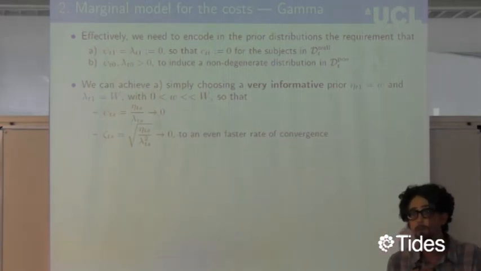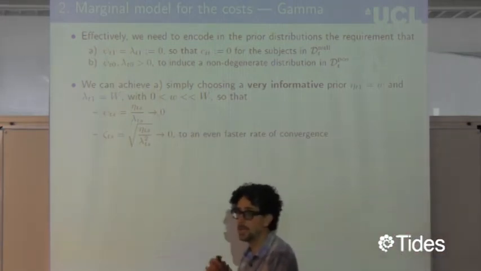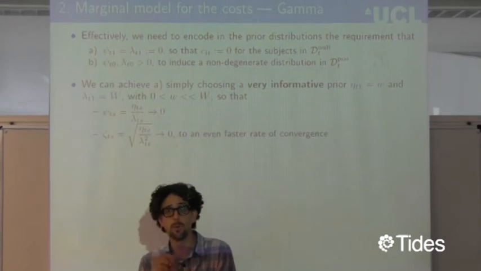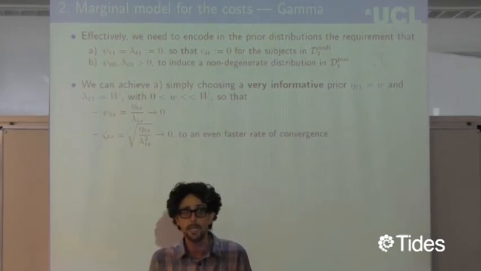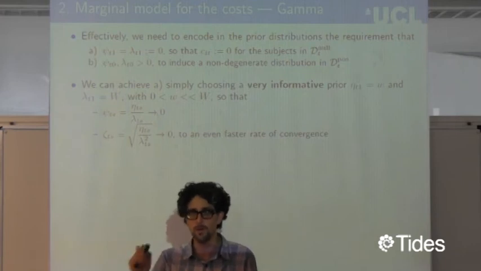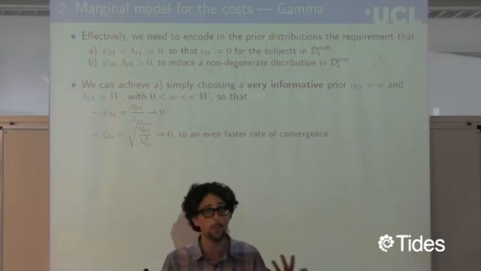So I have a very informative prior that tells me that the costs for this group of people will be estimated to be 0 no matter what the data are. And incidentally, the data will be 0, 0, 0, 0, so it will all be consistent.